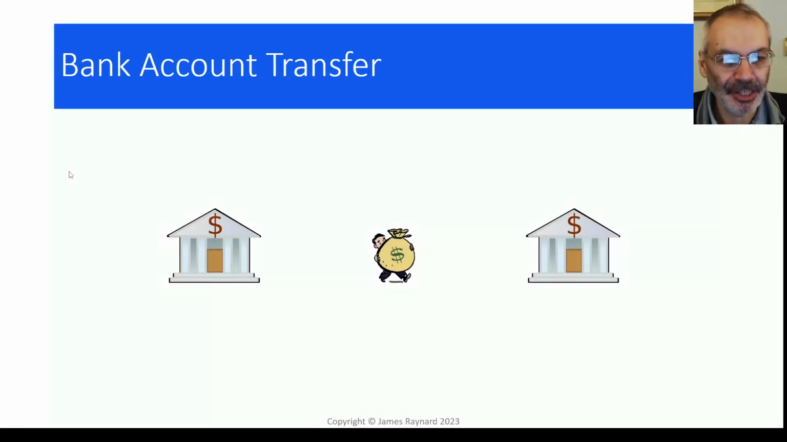As an example, we're going to go back to our bank account transfer. We have some money in this account and we want to transfer it to that account. We want to do this as a transaction, so other code will see that either all the money is here or all the money is here. They won't see anything that happens in between.